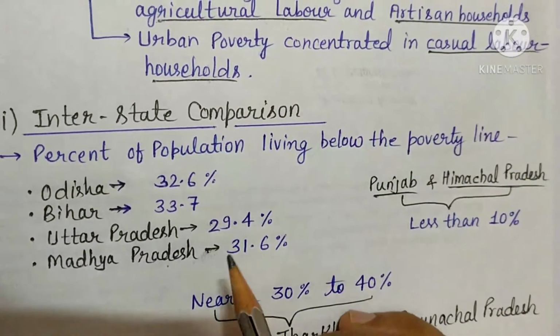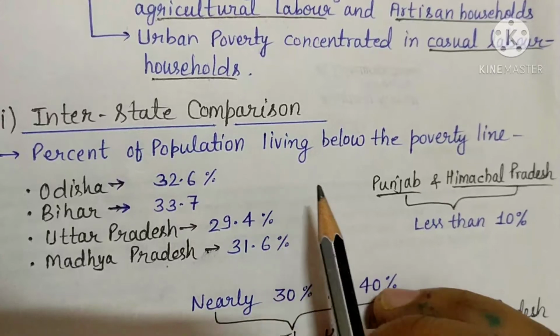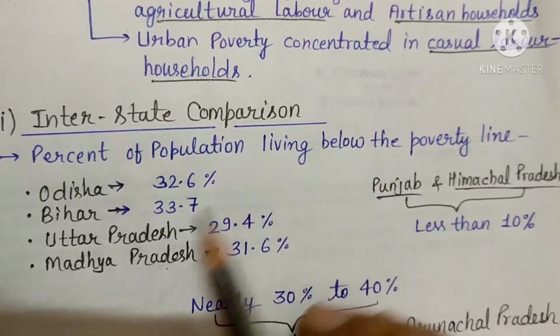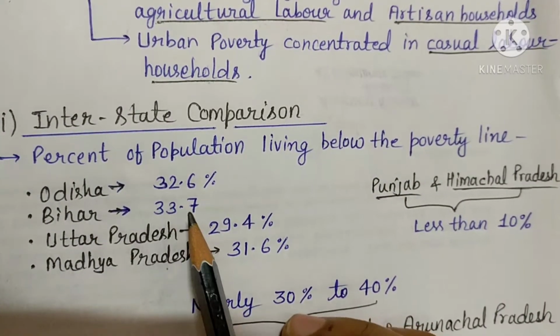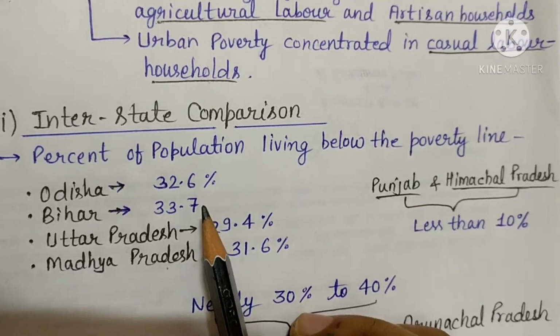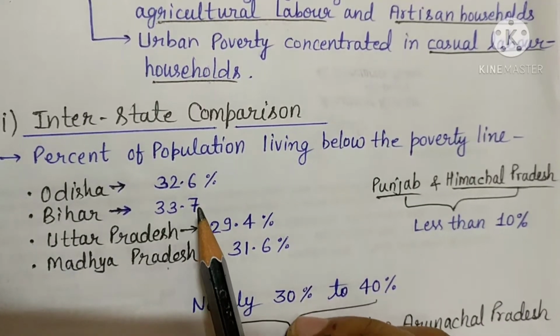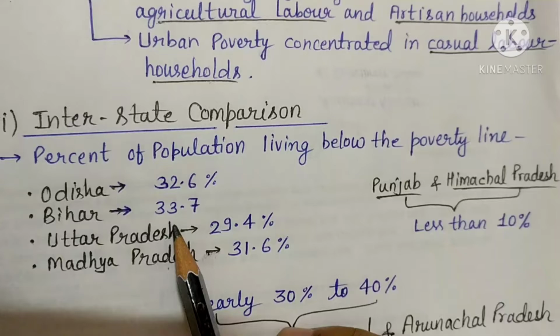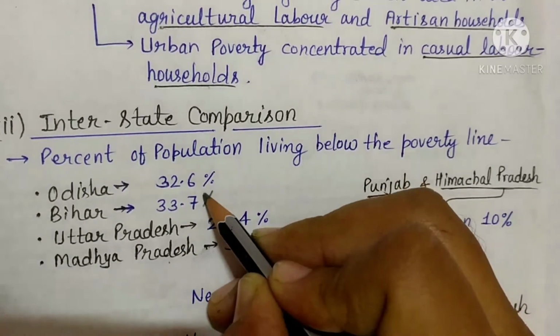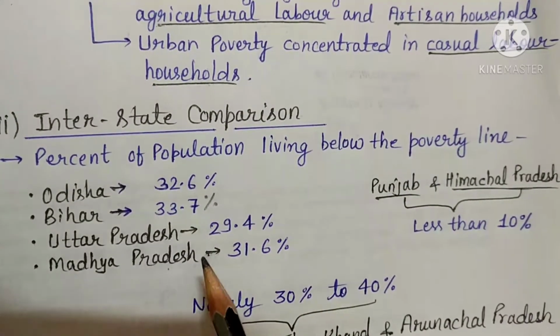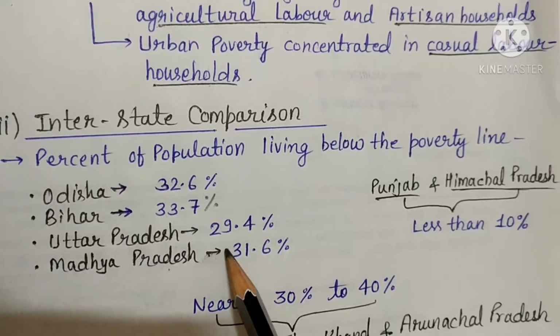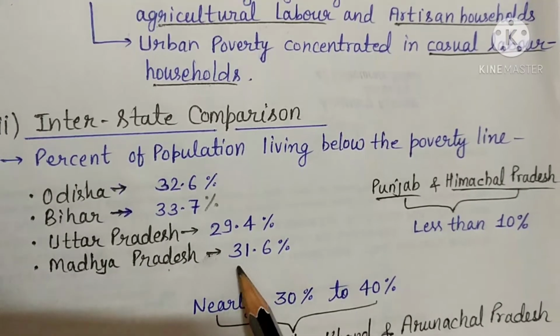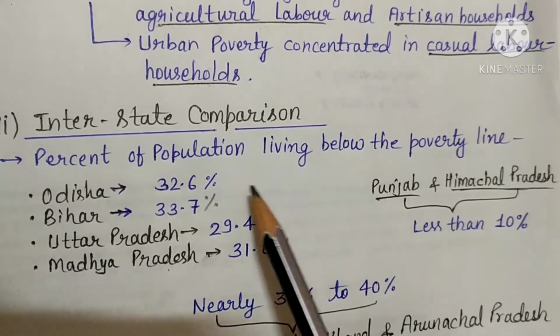Now compare the states. If we talk about the percentage of population living below the poverty line, in Odisha 32.6% of people are living below the poverty line. It means they are poor, absolutely poor. In Bihar, 33.7% of people are living below the poverty line. In Uttar Pradesh, 29.4%, Madhya Pradesh, 31.6%. So it is a very big percentage.